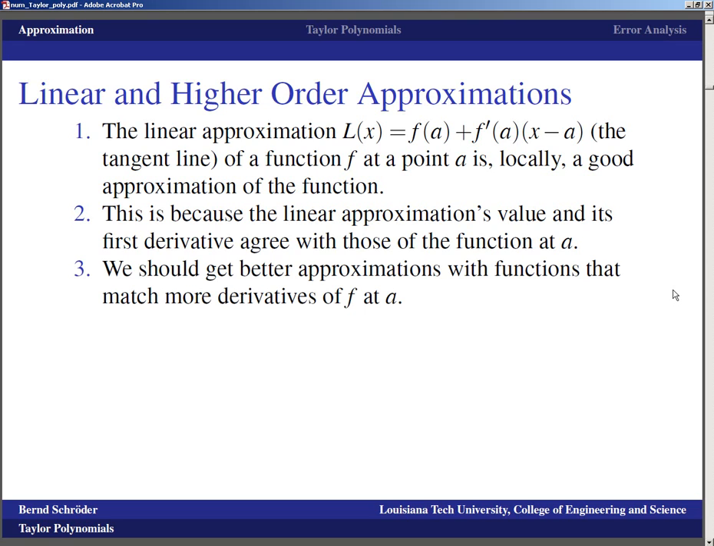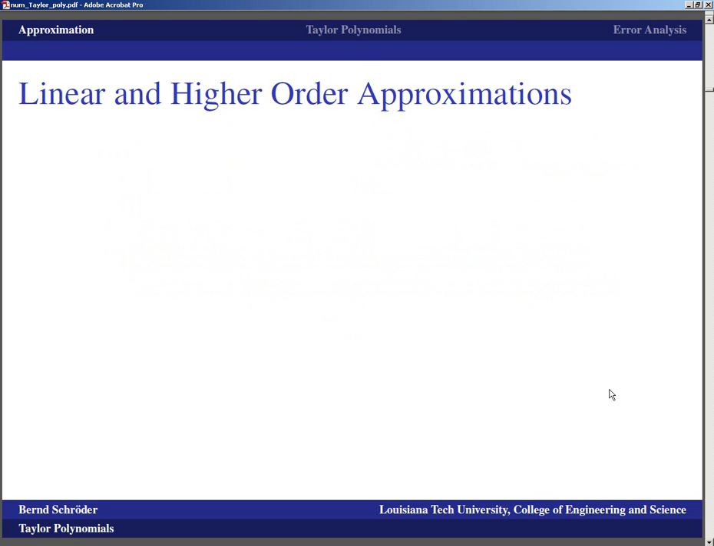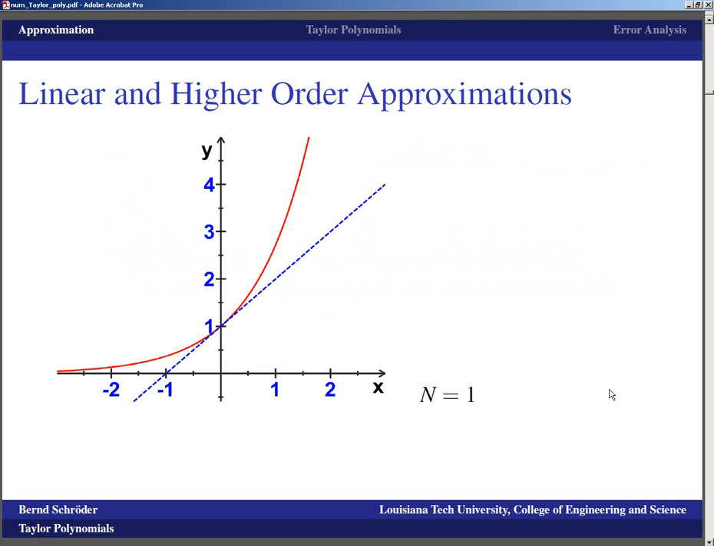Okay, so now what would have happened if we could have also bent that tangent line to fit the function better, if the approximation didn't just match the first derivative, the slope, but also the second derivative, the concavity? Well, we should get better approximations if we use functions that match more derivatives of the function f at a, and those are ultimately those Taylor polynomials. So let's take a look at how that could work.